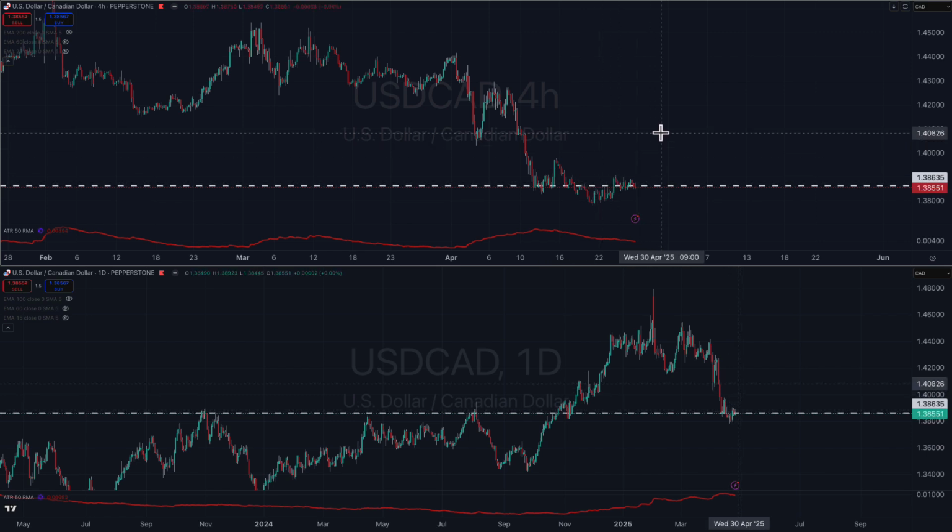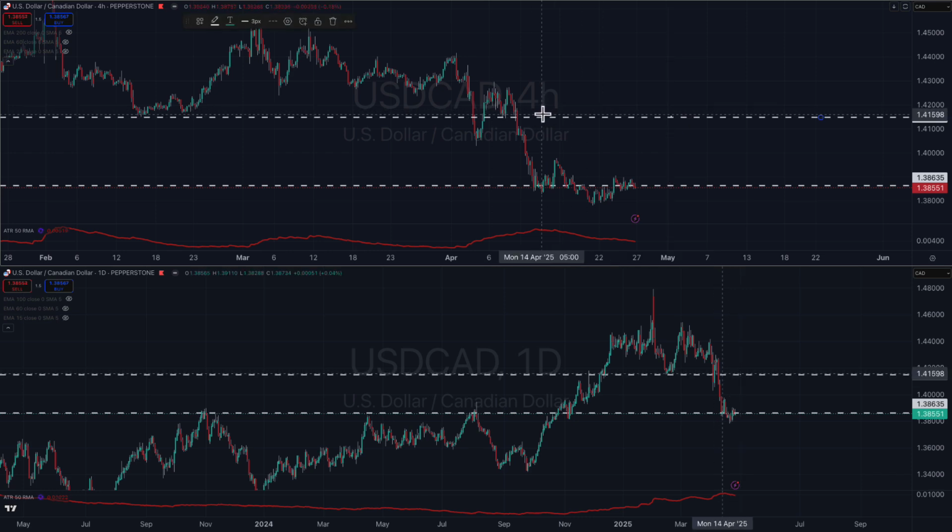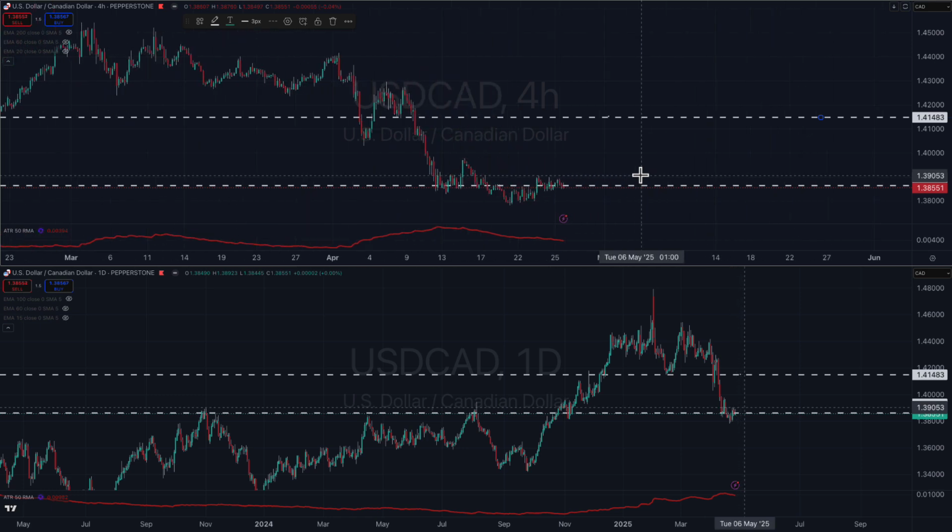If we do get a break up, then I'll be looking roughly towards this sort of resistance area over here to start selling the market. So as the market gets up towards 1.4150, I'm a seller. But in the interim, is it reasonable to expect a break to the upside, some momentum to the upside? Well, what I would say is we can wait for a little bit of confirmation.